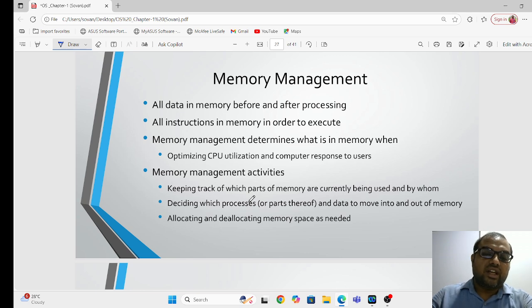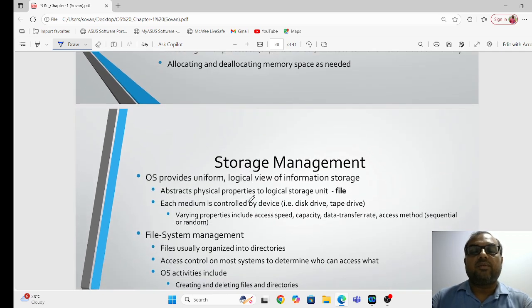They also decide on allocating and deallocating memory space as needed. So if memory space is free, they can allocate it. If some instructions or processes complete their task, they can deallocate the memory because it is not needed, so you can free it up. Or if I want to delete some of the data, they can deallocate this. So this is very much important.